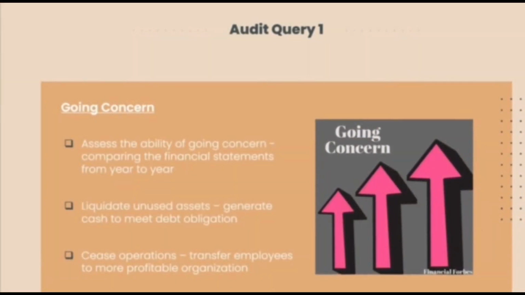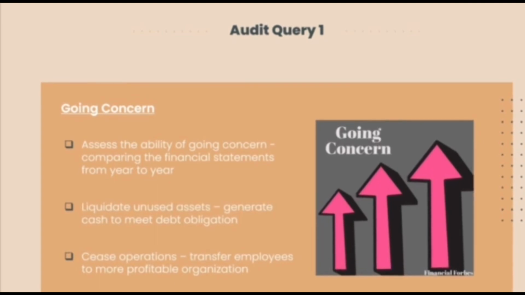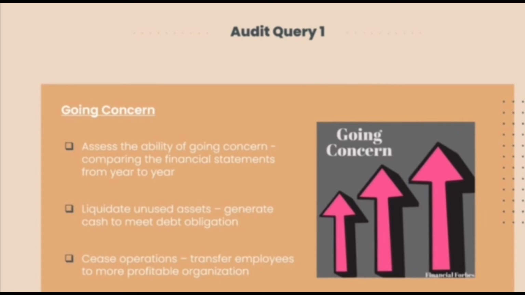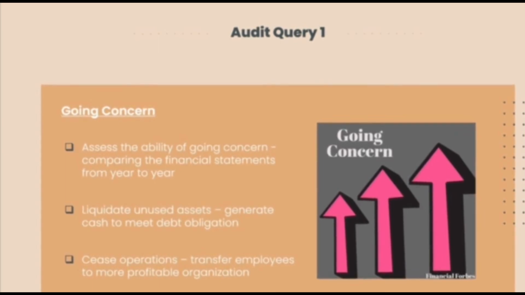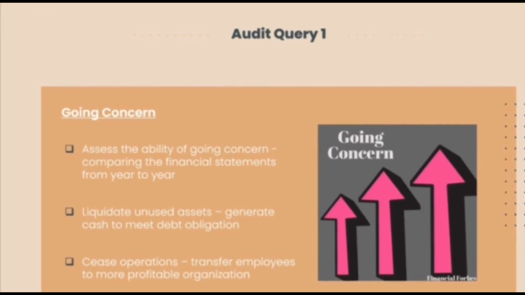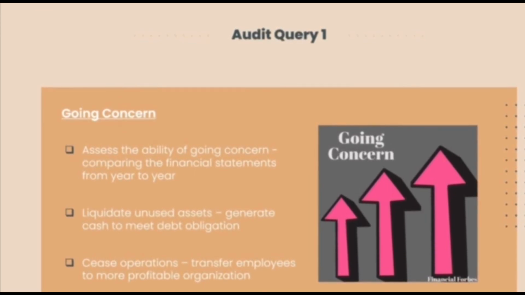Here are the responses and justification for the financial statement of Besico based on the audit queries. First, Besico assessed the going concern ability by comparing the financial statements from year to year and checking the negative financial trend, as this trend means the company's performance is getting worse.